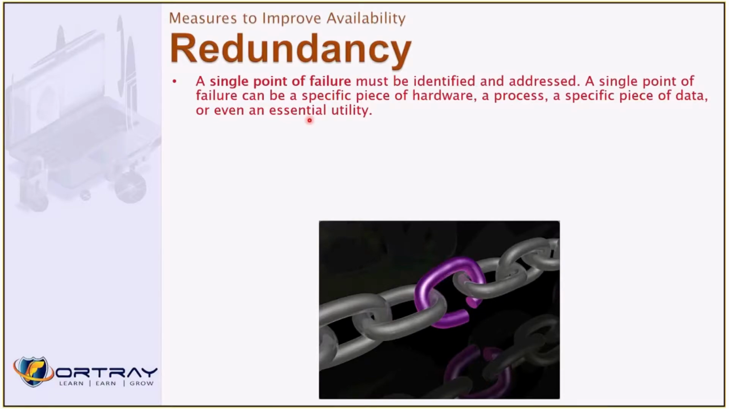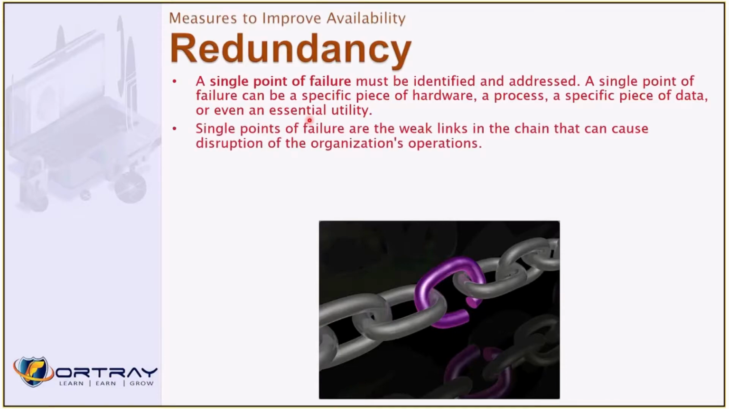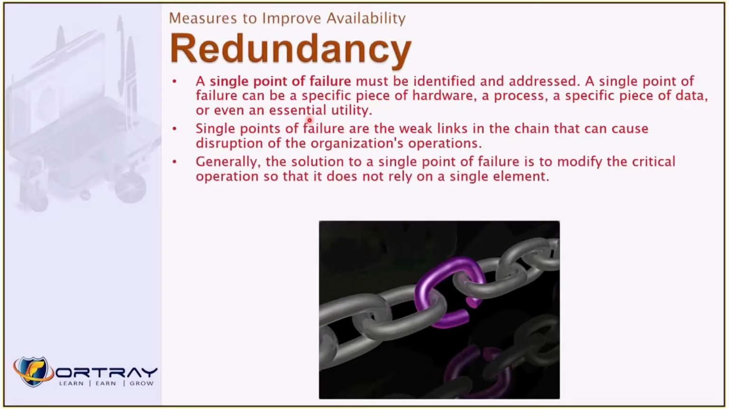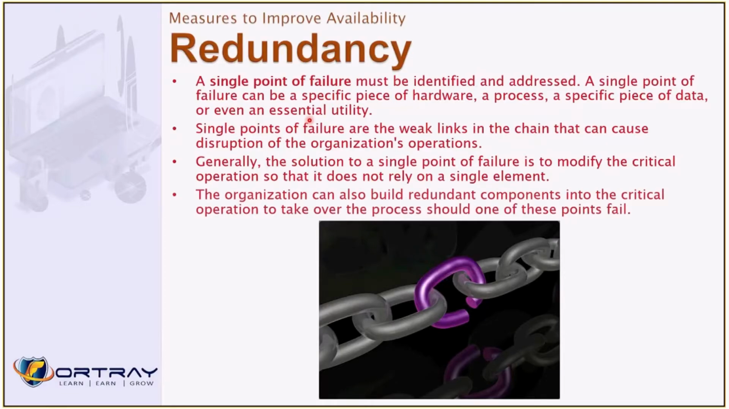That's why we discussed HSRP. Remember that a failure can be a specific piece of hardware, process, or data, and the weak link in the chain that can cause disruption. Generally, the solution to a single point of failure is to modify the critical operation so that it does not rely on a single element. You can also build redundant components into the critical system.